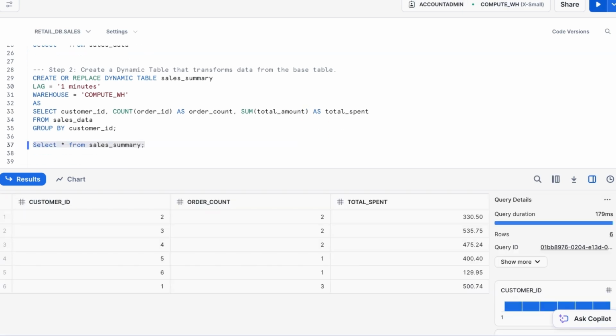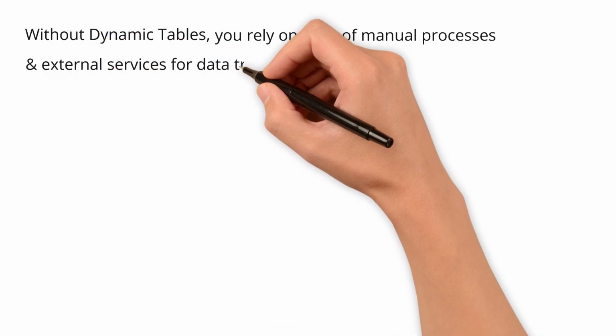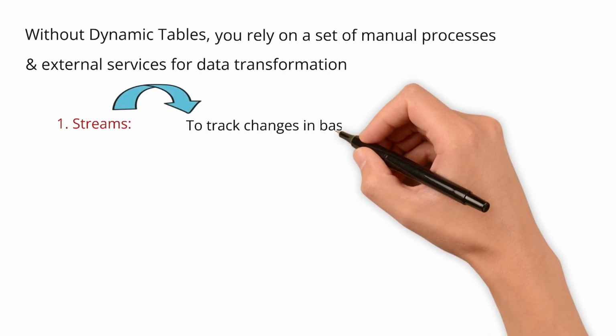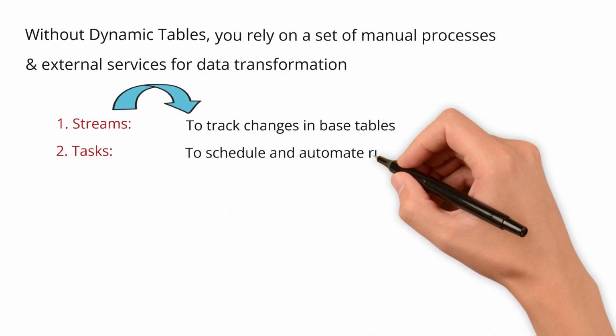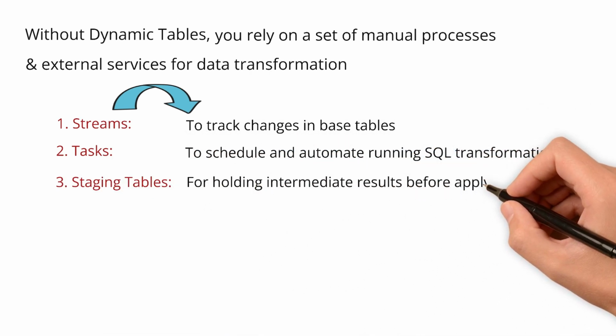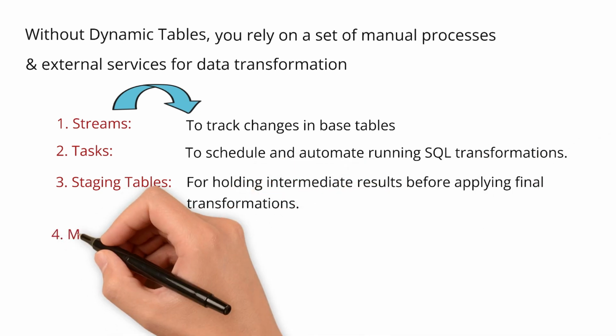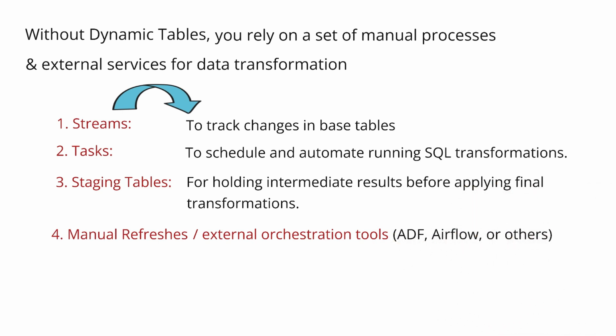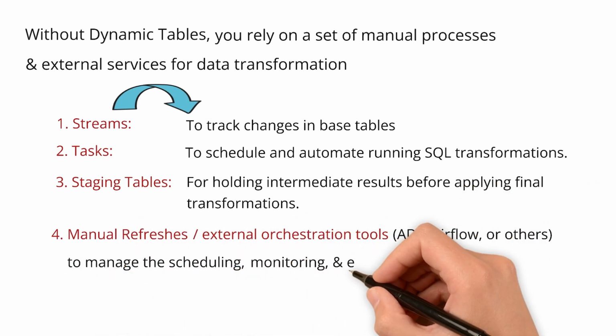your dynamic table dynamically shows you the transformed data without even the hassle of creating streams and tasks and CTAs. Without dynamic tables, you rely on a set of manual processes and external services for data transformation. For example, streams to track the changes in base tables, tasks to schedule and automate running SQL transformations, staging tables for holding intermediate results before applying final transformations. Manual refreshes or external orchestration tools like ADF, Airflow, or others to manage the scheduling, monitoring, and error handling for the pipeline.